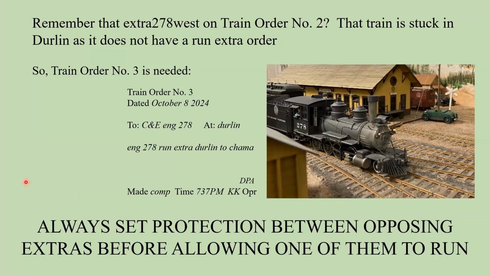And why did we do this? Well, you always set your protection between opposing extras before allowing one of them to run. And this had to do with, in the old days, as you had wire failures, the telegraph didn't always work. What you did not want to do was have two stations release two extras headed into each other unless you knew they were protected against each other first. If the wire fell down after you had set up your protection and you had the other train arrive, he's going to wait, but there's no harm and there's no collision. And you have a chance to get things straightened out.